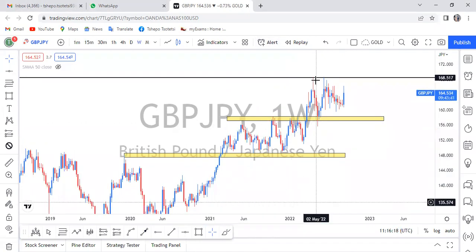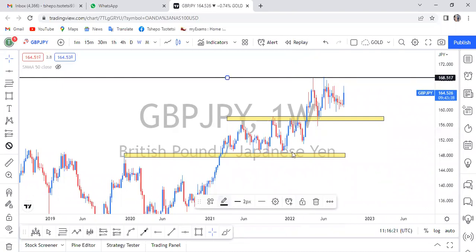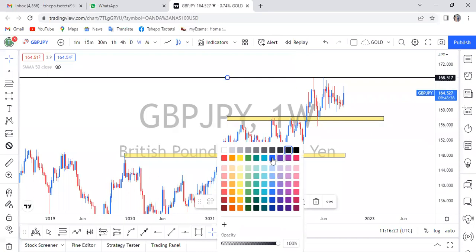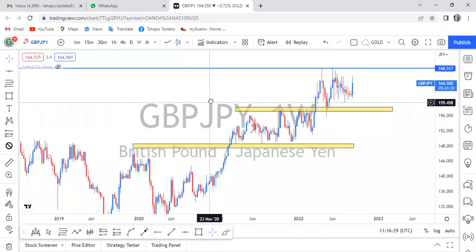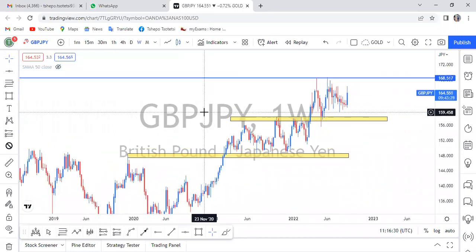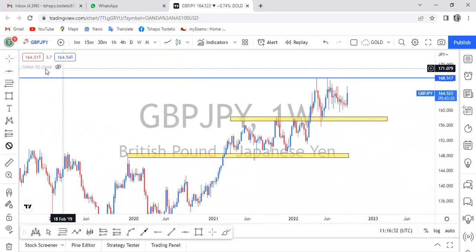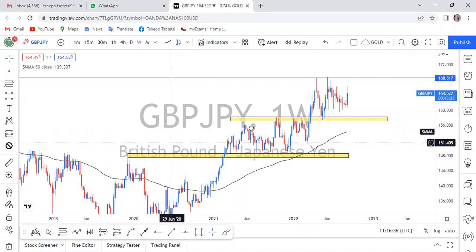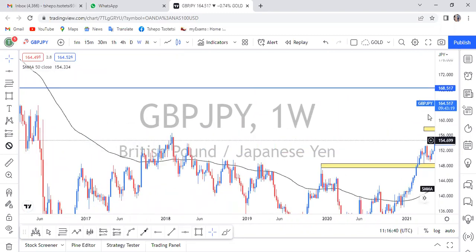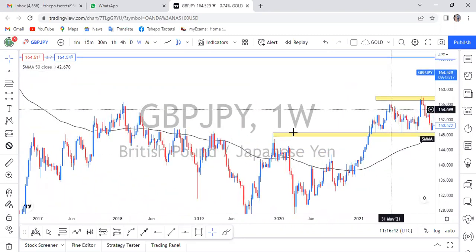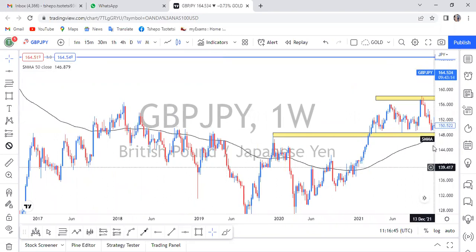So we have this weekly level. I will change a color for this one, so I know this is a weekly level. So another type of support that we have is our moving average. This is the 50 SMA. So we can see this is another type of support.